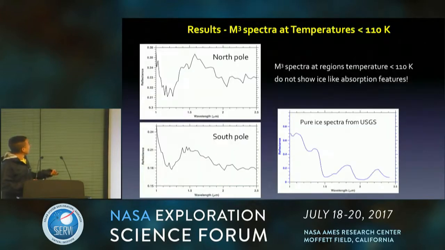Then we looked at all M-cube pixels, especially at regions with temperature less than 110 K. This is the North Pole, this is the South Pole. Essentially, we don't see any ice-like absorption features when you look at the whole region. That means the ice exposure is not always associated with low temperature: not all low temperature regions have ice exposures.